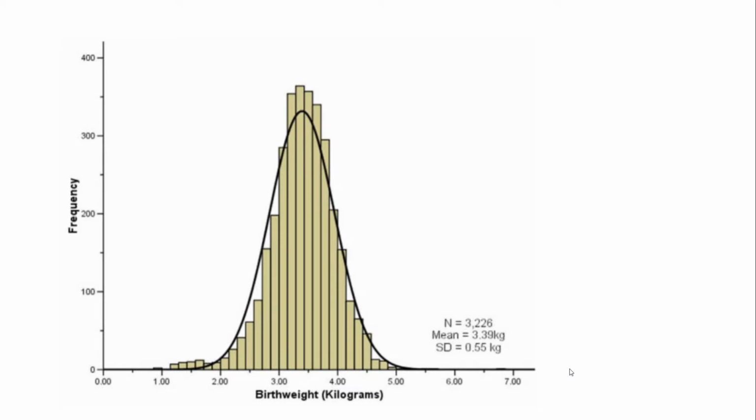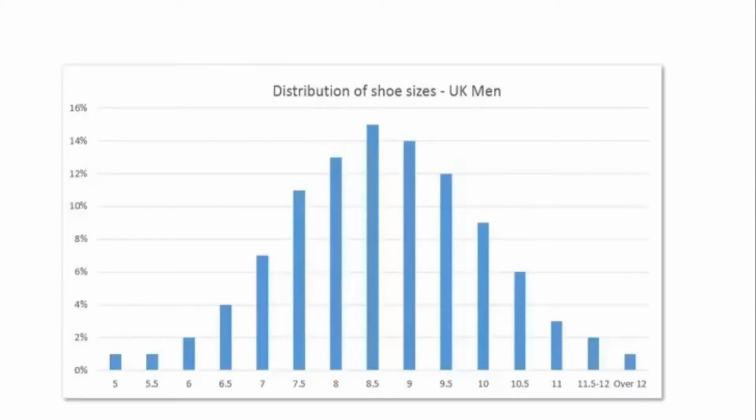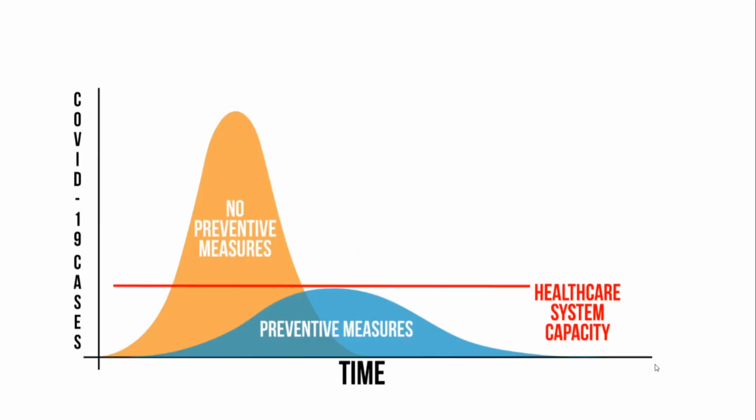Here's an example of some normally distributed data based on birth weights of newborns. We have a histogram based on data that was taken, and it has almost what looks like a normal curve over here. Here's another example, average heights of American women. When we graph the data, we see that the curve it takes on looks a lot like a normal curve. Same thing over here. If we look at this example, distribution of shoe sizes in UK men, again, we see the same type of curve happening over here. And this happens a lot in many different populations in real life. And it happens so often, that's why they decided to call the normal distribution the normal distribution. Another example of the normal distribution is the COVID curves.